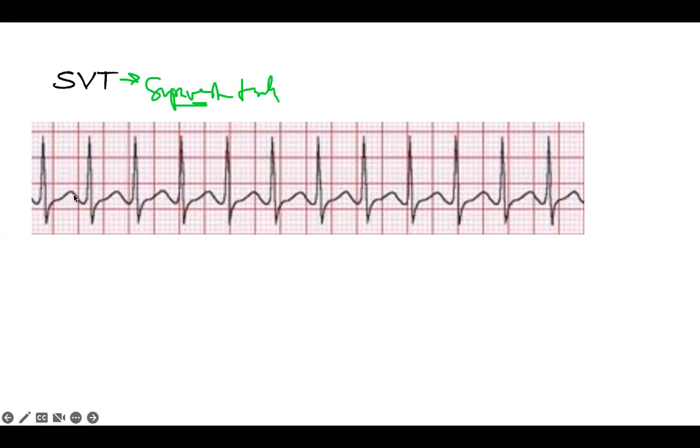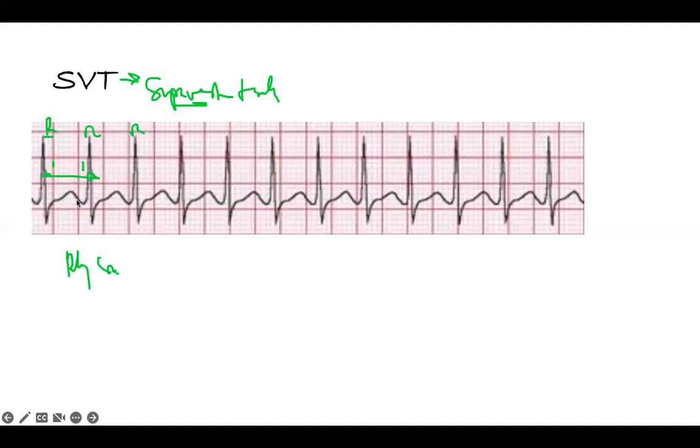The reason why we go through, we calculate for our R and R. R, R, R. When you eyeball it, you can see that the distance from here to here is almost the same. There's two big bars. 1 and 2, 1 and 2, 1 and 2. Some of them are a little bit off, but if you subtract it, you see 1 and 2, 1 and 2. That means I have a sinus rhythm.